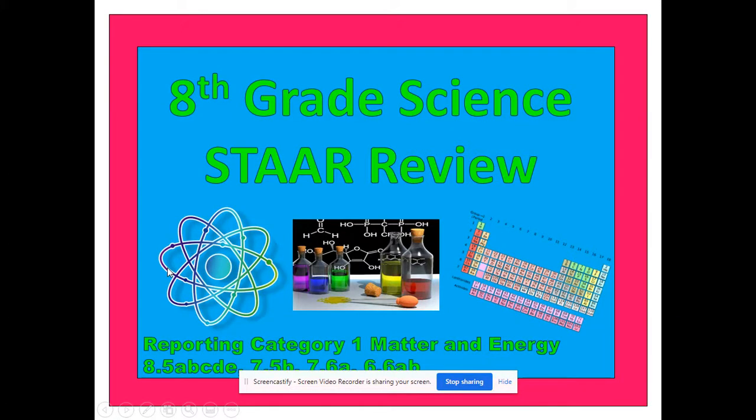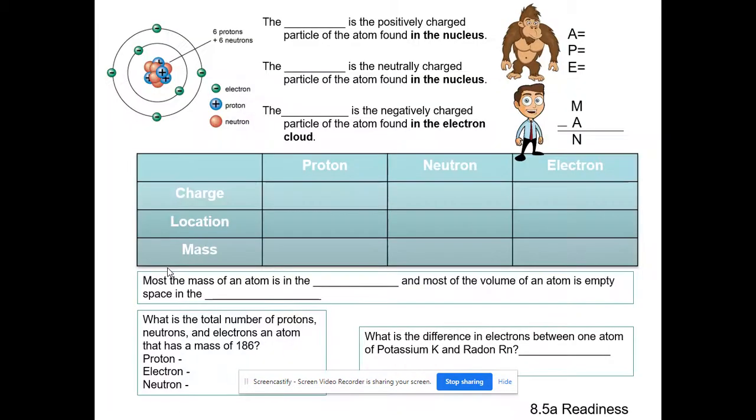Let's go over the 8th grade STAR review. This is going to be for your CBA coming up on the 10th. And this is all reporting category 1. So we're going to be finishing out reporting category 1, which means an entire fourth of your work for the year will be done.